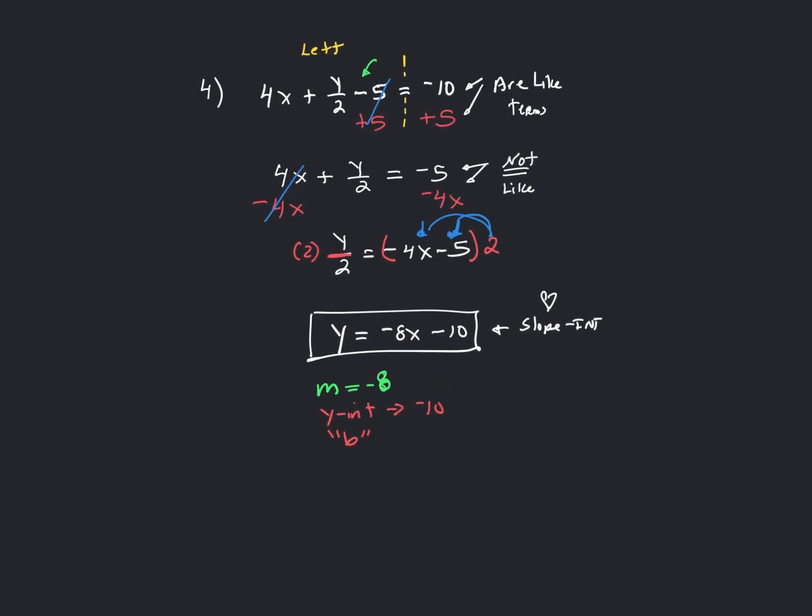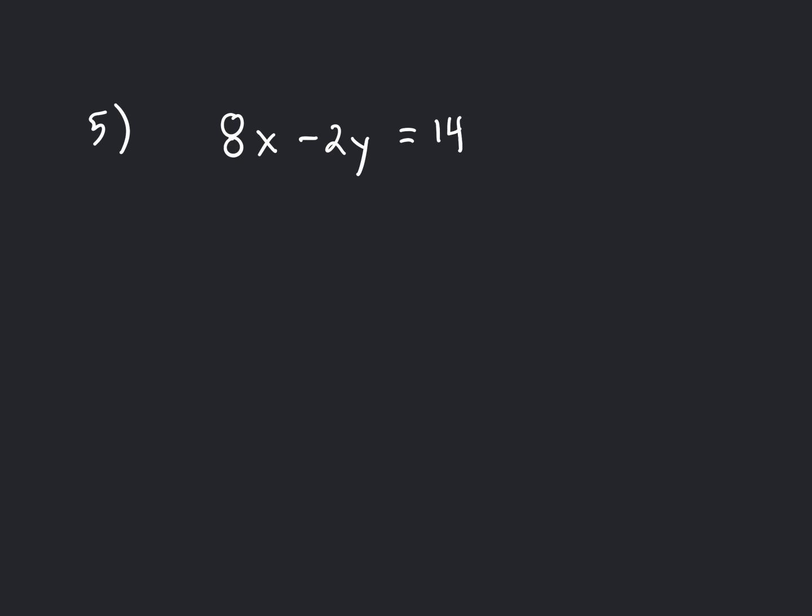Let's do maybe one more. So once again, we want to get y by itself. So we have to remove the x's. Since it's a positive 8x, we want to take away 8x's. Don't forget to put the x, right? You're taking away x's, so don't forget to write the x. Positive 8x and a negative 8x zeroes out the x's. Don't forget you have a negative in front of the 2y.